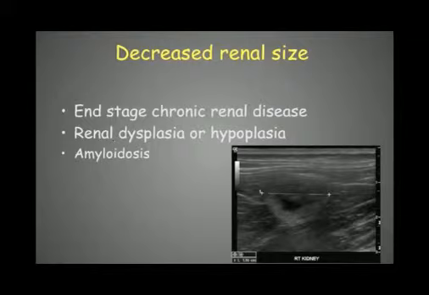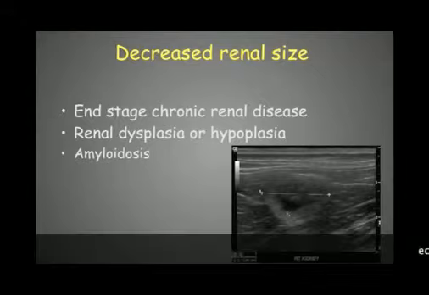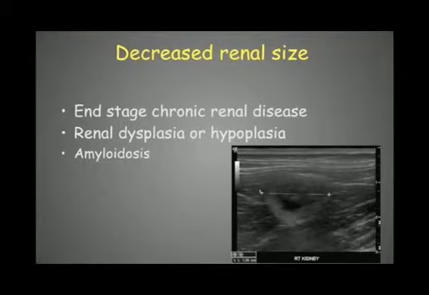We can have a decreased renal size, so this is not so common, and we will see that with end-stage chronic renal disease, like we see again in this example, where the kidney is measuring only 1.8 centimeter. Here it's in a cat, so it should normally be, remember, between 3 and 4.3 centimeter. So definitely decreased size of this kidney. But we can see that also with renal dysplasia or hypoplasia, so congenital problems of the kidney, and in some cases of amyloidosis, but that's more rare.